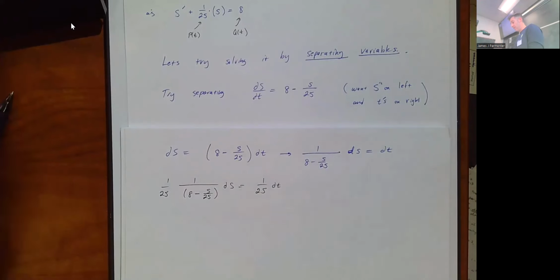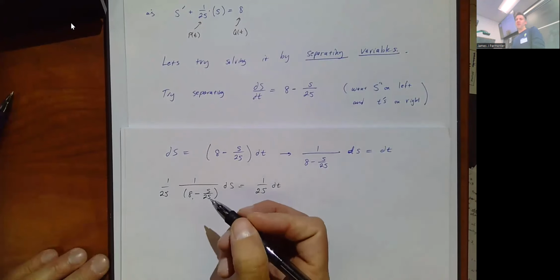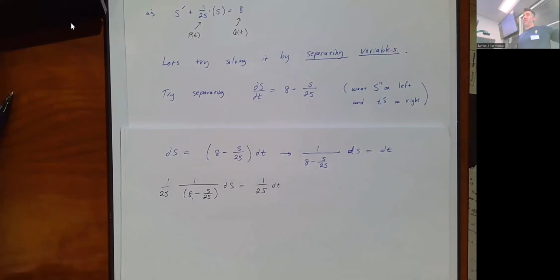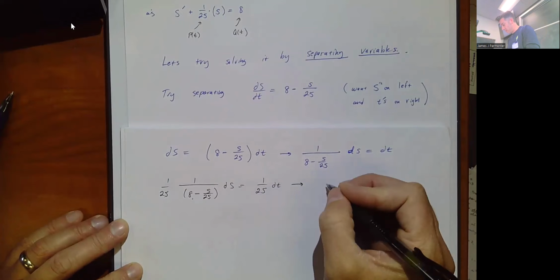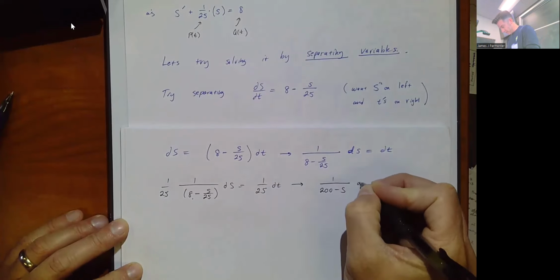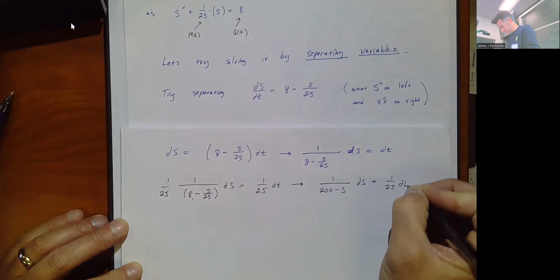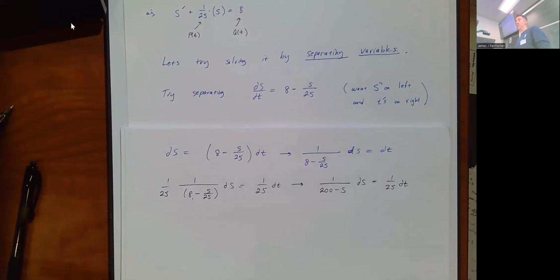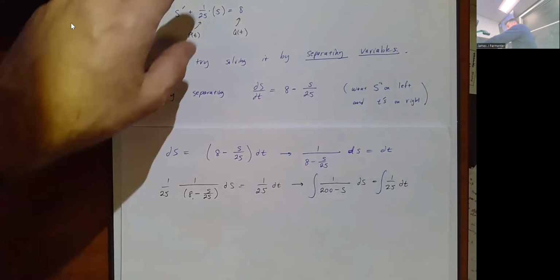So now for this left-hand side here, if I distribute the 25, 25 times 8 always seems challenging until you remember that 25 times 4 is 100. So 25 times 8 is just 25 times 4 times 2, which is 200. And then 25 times s over 25 is just going to be s. So we end up with 1 over 200 minus s ds equal to 1 over 25 dt. And that is not too terrible to anti-differentiate on both sides. So let's see what we get.